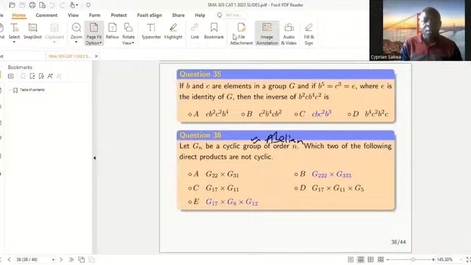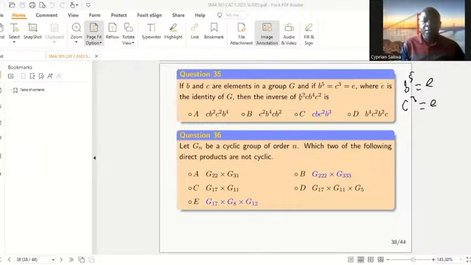Now let's look at this other example question. If B and C are elements of a group G, and if B raised to 5 and C raised to 3 are E, what that means is that B raised to 5 gives you the identity, and also C raised to 3 gives you the identity.